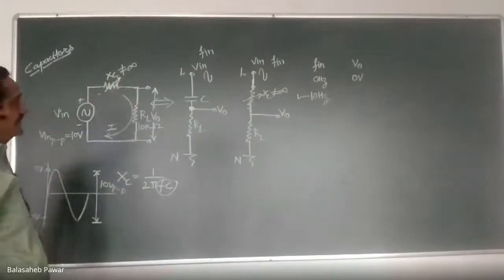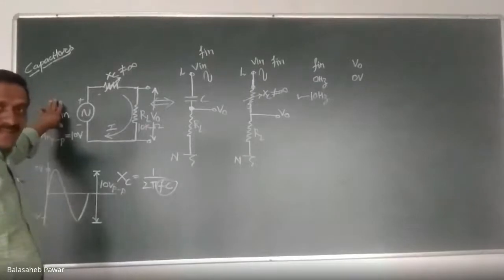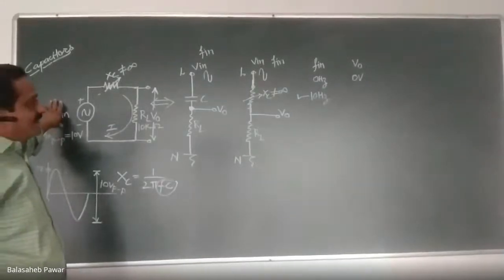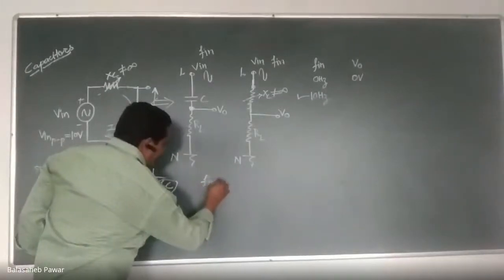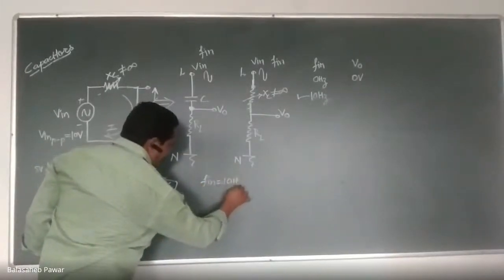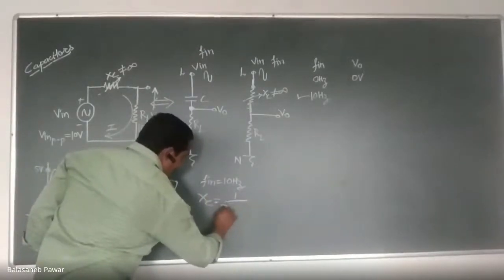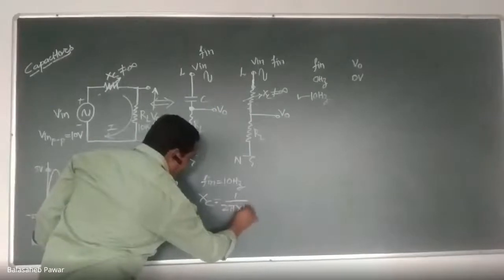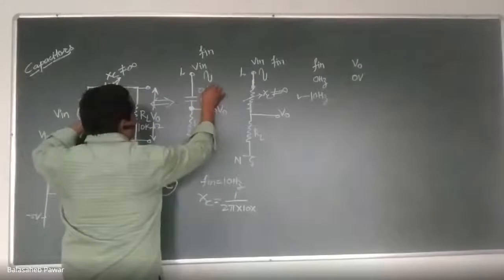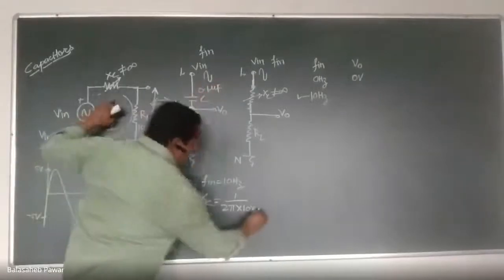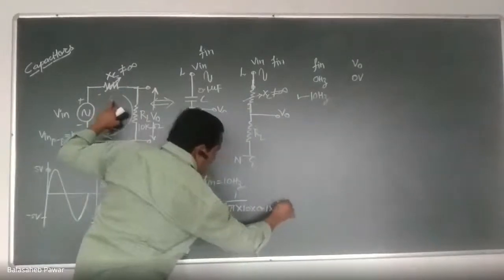For the second case, that is whenever our input signal frequency is 10 hertz, try to find out the value of Xc. If Fin is equal to 10 hertz, Xc will be equal to how much? It will not be infinite. It will be 1 upon 2 pi into 10 into C. The capacitance of that capacitor we took as 0.1 microfarad, that is 0.1 into 10 raised to minus 6.